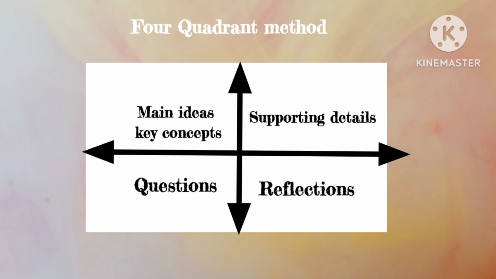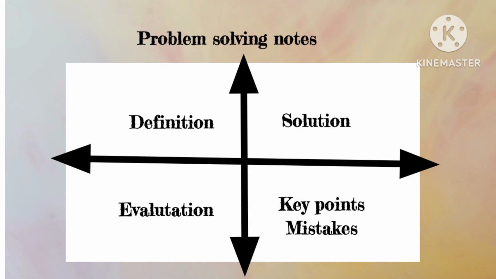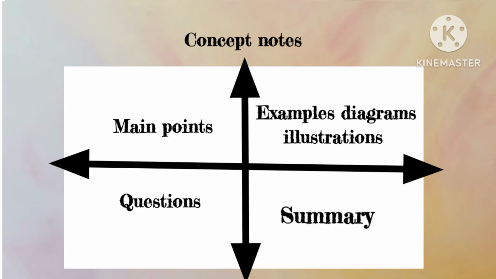Here are some examples for you. For problem solving, the top left may be the problem definition, and the top right is possible solutions. Bottom left is evaluation of your solutions, and bottom right is the next action plan. And if you study a topic, top left is the key concepts or definitions, top right is the examples and illustrations, bottom left is questions, the parts where you have some doubts or confusion, and bottom right may be your own summary.